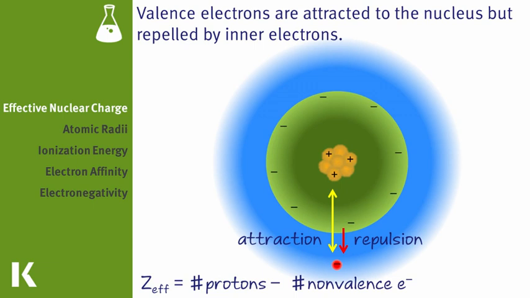We can estimate this value for an element by taking the number of protons and subtracting the number of non-valence electrons. This will give us a rough estimate of the effective nuclear charge of the neutral atom.